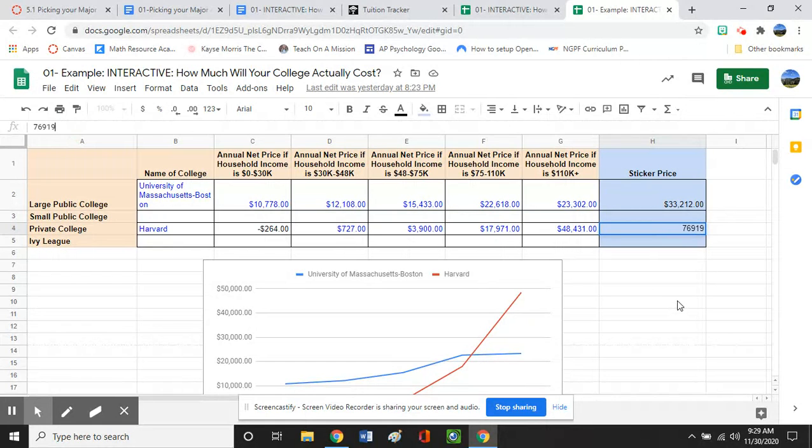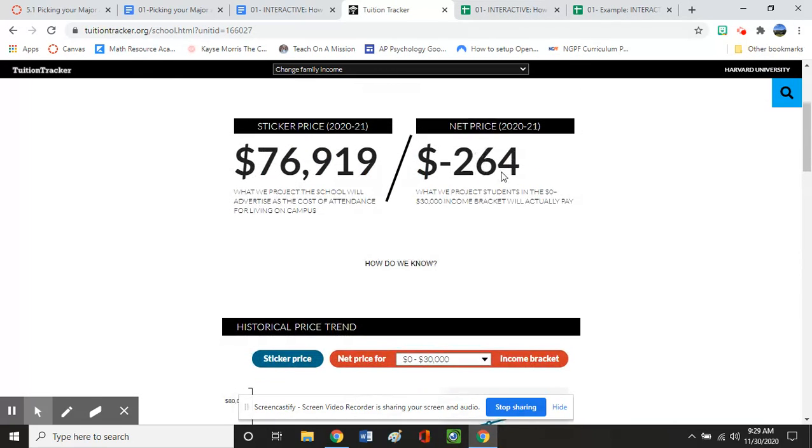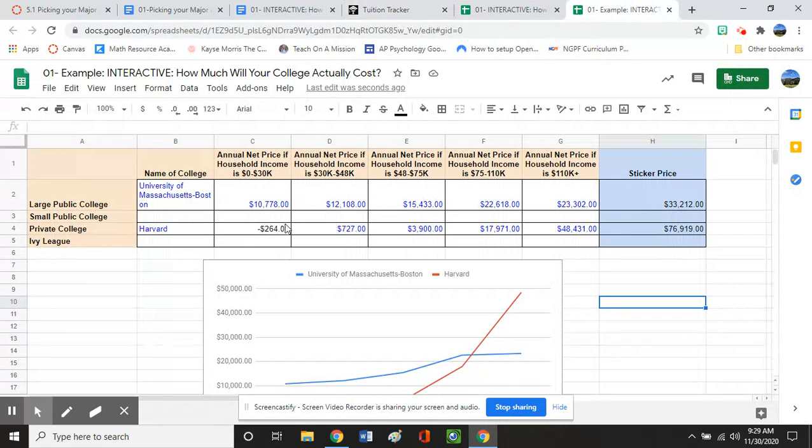Okay, so now $919. So then now I need to go through and do the same process, but I want to show you guys something, because see how it's negative $264? You are going to put negative 264.